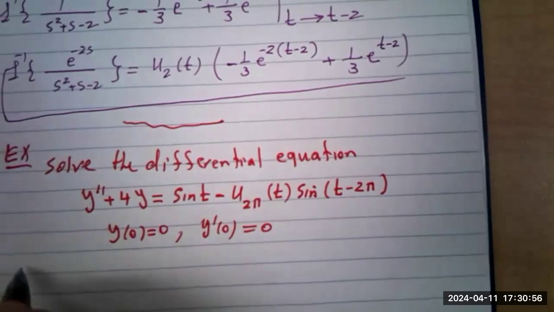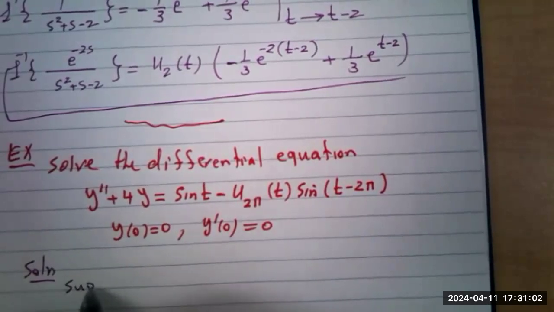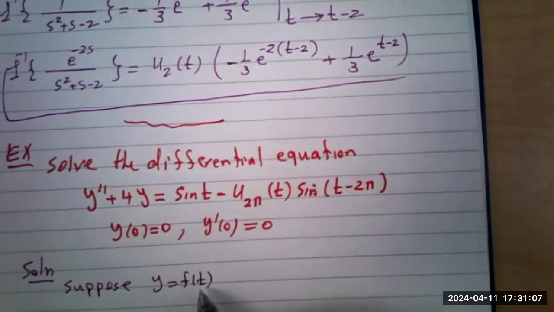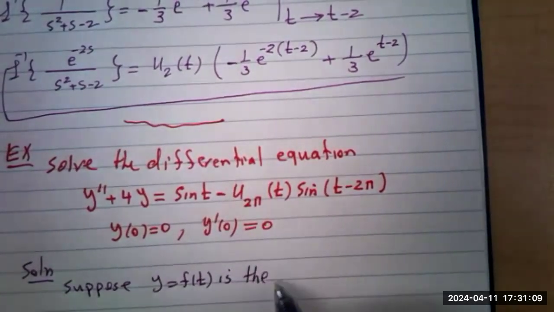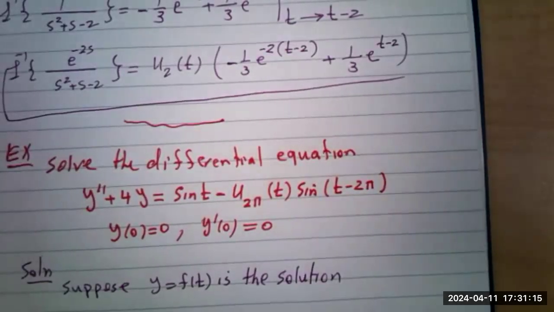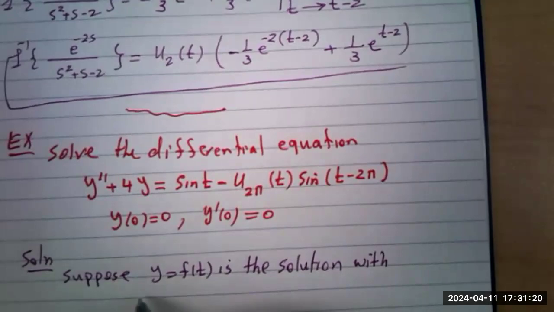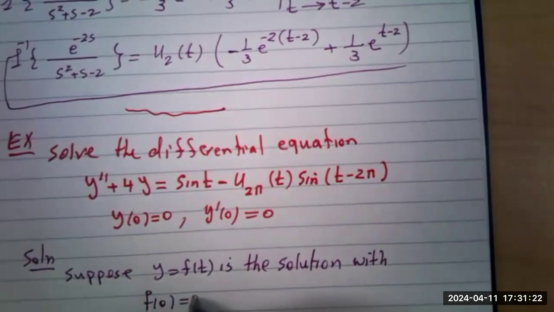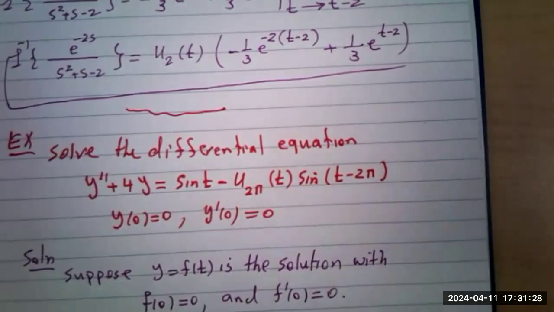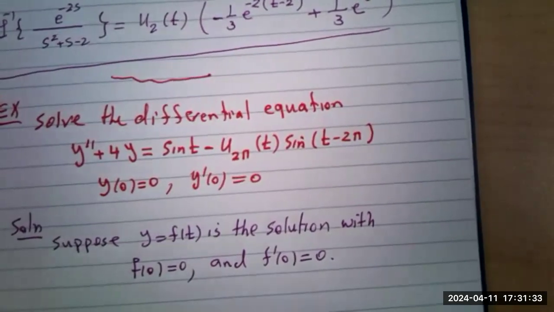Are you ready? I don't like this notation, so I change it into f of t. Suppose y equal to f of t is the solution with initial conditions. I rewrite the initial conditions in terms of f of 0 is equal to 0, and f prime of 0 is equal to 0. So I change it. Take the Laplace transform on both sides, one by one.